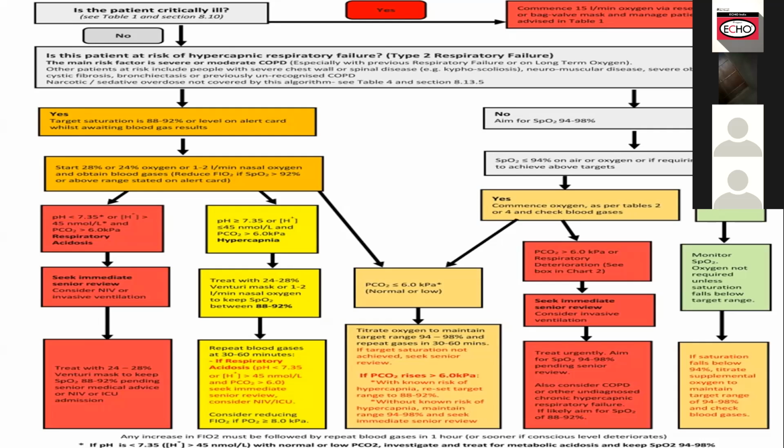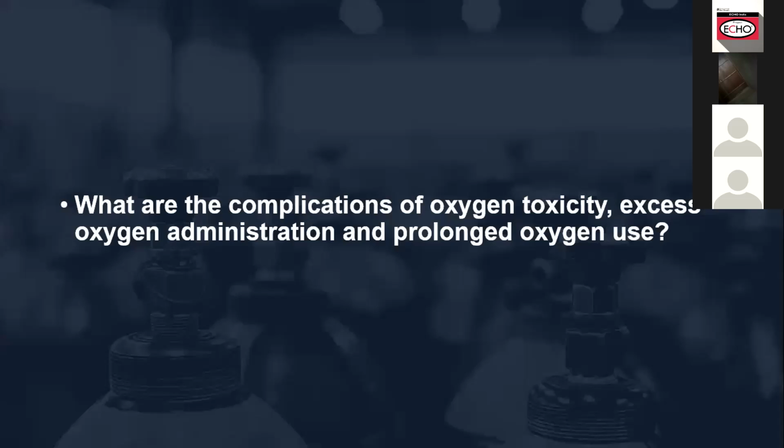If the patient is not acidotic, you will titrate oxygen to maintain a target range between 94 to 98, as we said before. If the SpO2 is normal, meaning above 94, you just monitor the patient, and oxygen is not really required. So let's go to the next question to see the possible complications of oxygen.